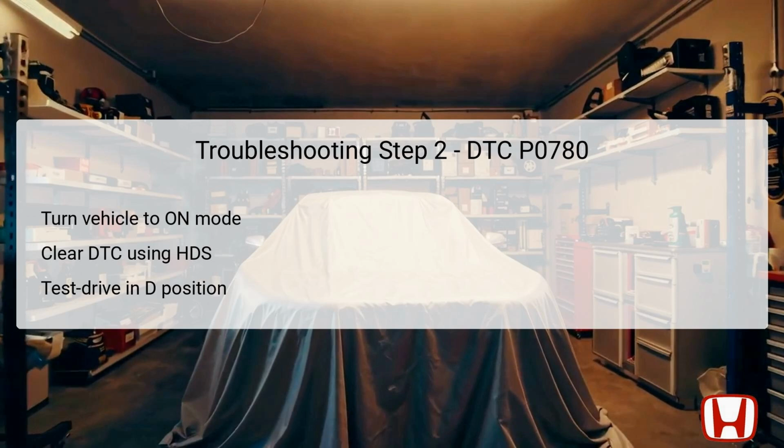Once in this mode, use the Honda Diagnostic System, HDS, to clear the DTC to reset the system. Following this, conduct a test drive by shifting to D position and accelerating up to 37 miles per hour, 60 kilometers per hour. This testing procedure is essential to determine if the shift error persists during normal driving conditions.